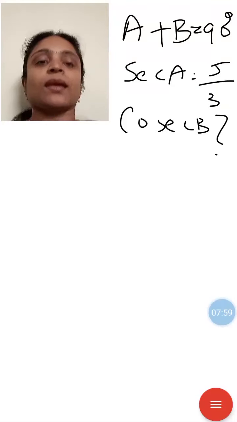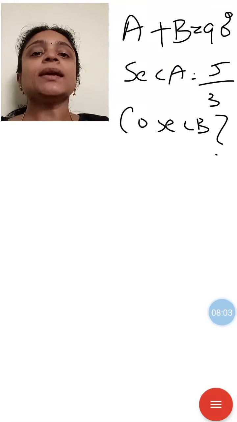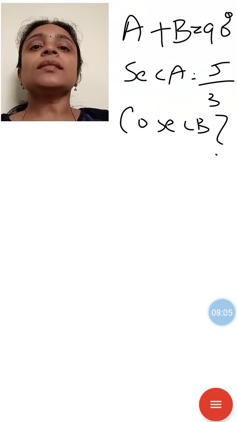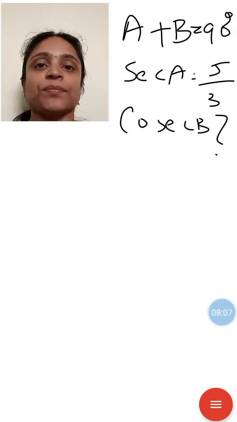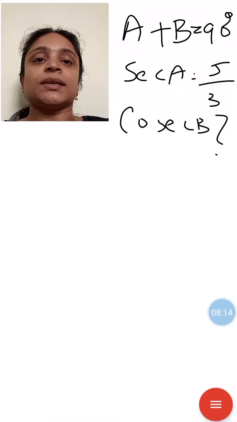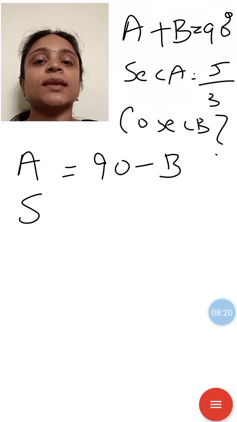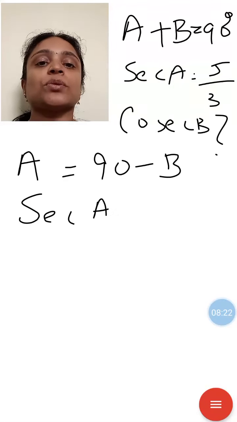Here, given A plus B equal to 90 degrees, cosec A equal to 5 by 3, then we have to find cosec B. That is the question. So, here A plus B equal to 90 degrees means what is A? A equal to 90 minus B. So, we can write cosec A as cosec A equal to sec 90 minus B.